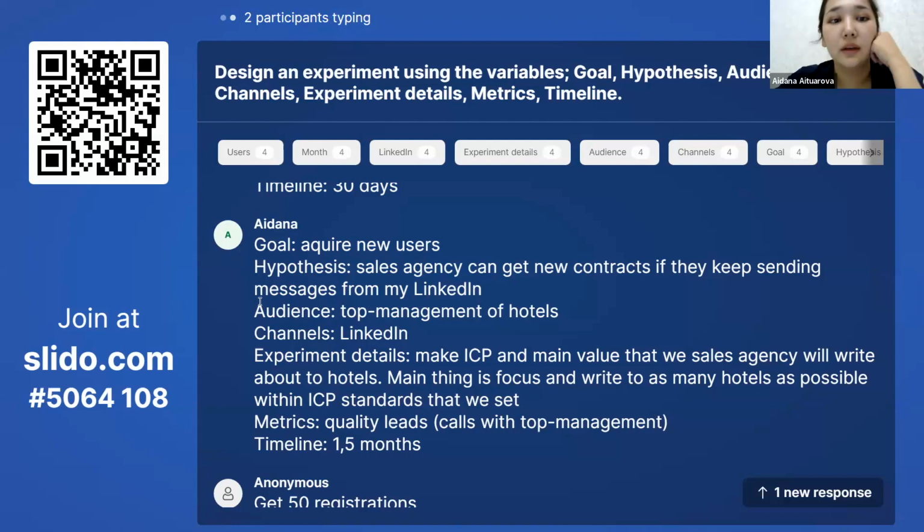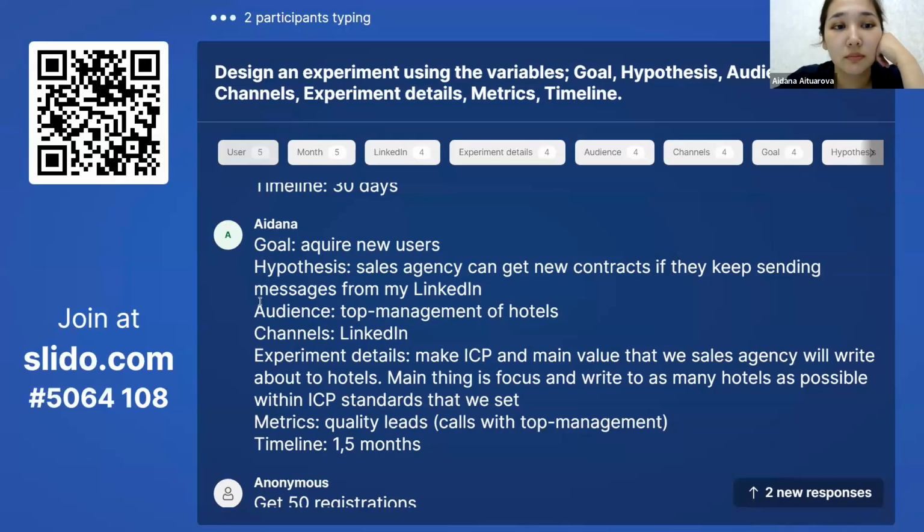Okay, so for this specific experiment, signing even one hotel will be good. Even in that case, you can just say acquire one hotel within a period of time. Go on. Acquire one hotel within 1.5 months through a sales agency.